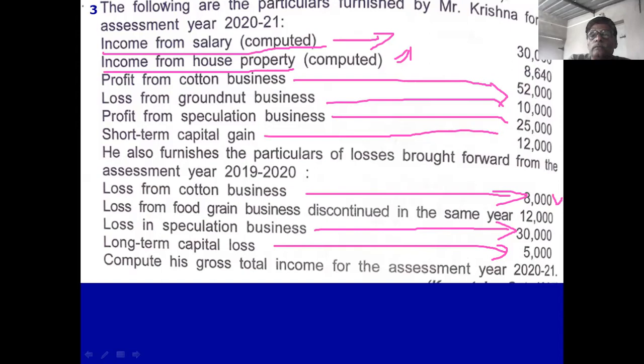Once again, you see here. 52,000 minus 10,000, 42. 42 minus 8, 34,000. Then capital gain 12,000. There is no other source. Now you see the solution.